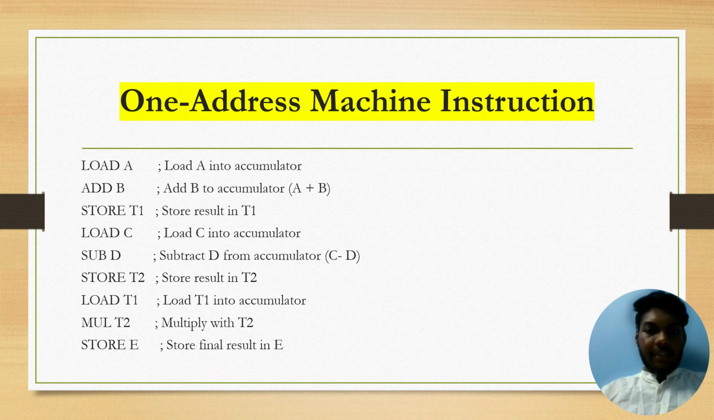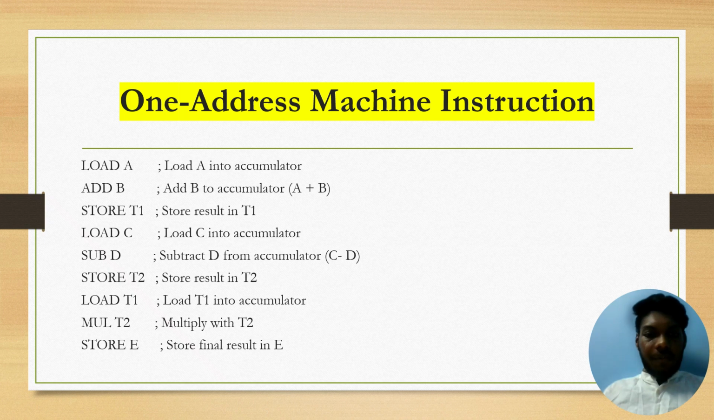Now, let's explore another method for executing the expression A plus B times C minus D. This time, we will use accumulator-based machine instructions, where an accumulator is a central register for temporary computation. Here's how the process works. Now, I'll be talking about one address machine instruction.